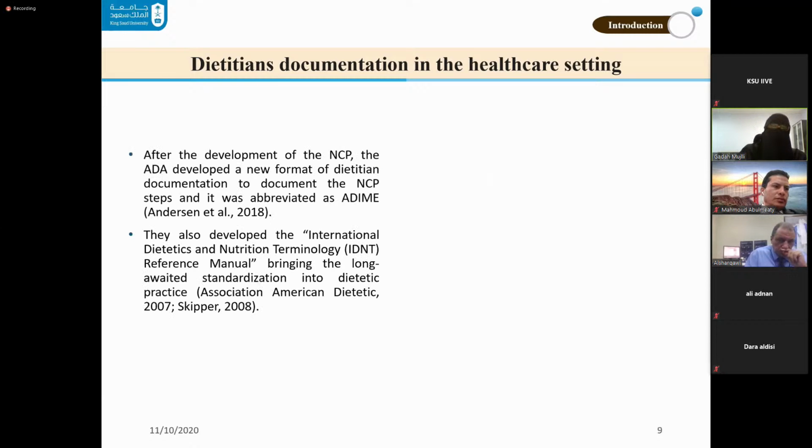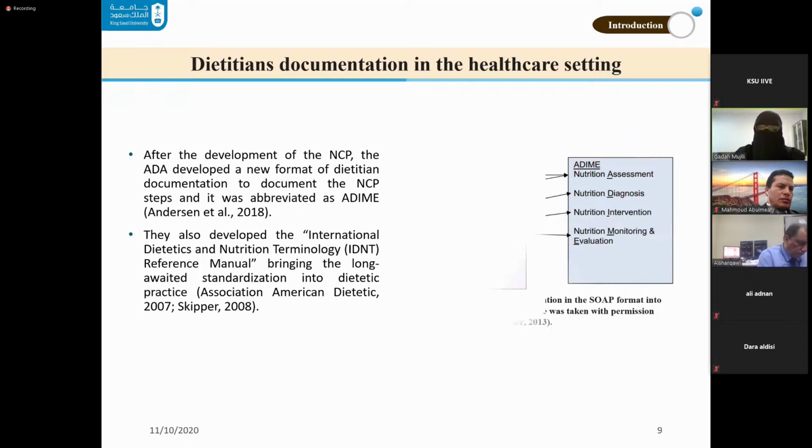After the development of the nutrition care process, the ADA developed also a new format of dietitian documentation to document the NCP steps, and it was abbreviated according to the steps themselves, or ADIME. They also developed international dietetic and nutrition terminology reference manual, bringing a long-awaited standardization into the dietetic practice.